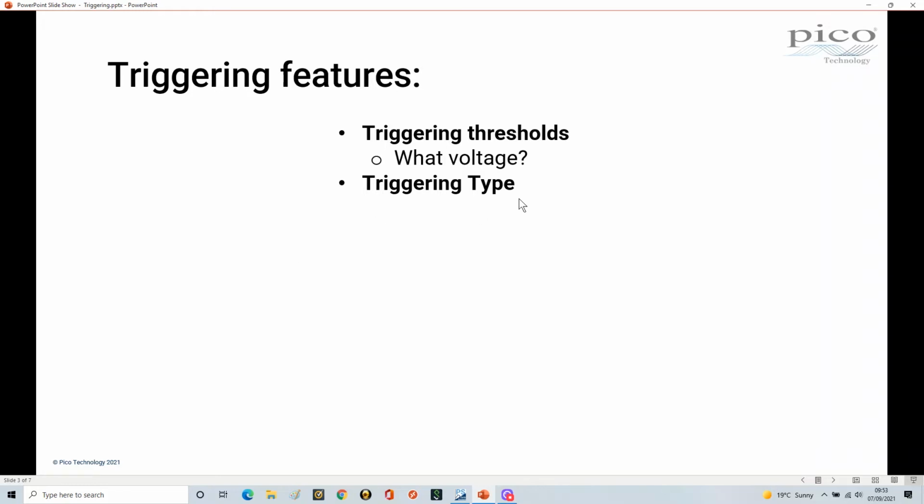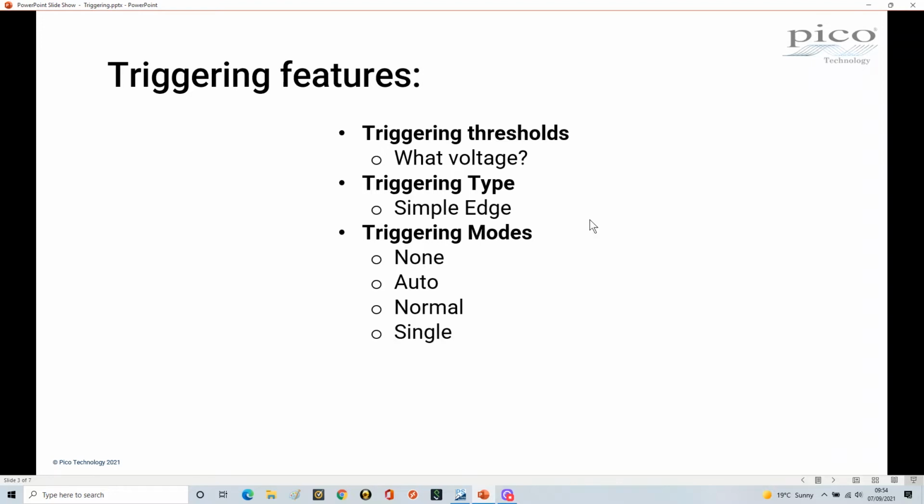So we're going to look at triggering types. We're looking at simple edge triggering, although there are many variants of this, and this video is purely about edge triggering. You can have window triggering and all sorts of triggering, but I don't want to complicate this more than necessary. I will show you that when we look at the actual triggering modes. Then we come to triggering modes, and there are fundamentally four modes: no triggering, auto triggering, normal triggering, and single shot. And we're now going to look at this in detail.